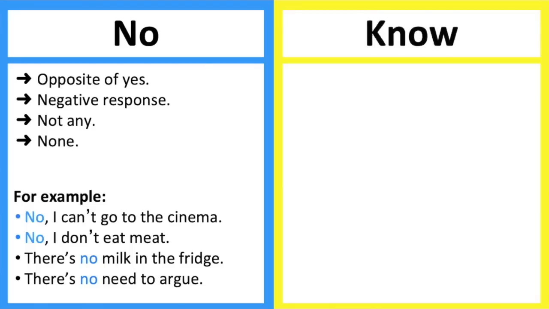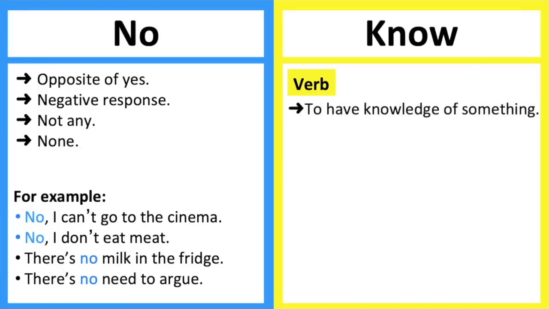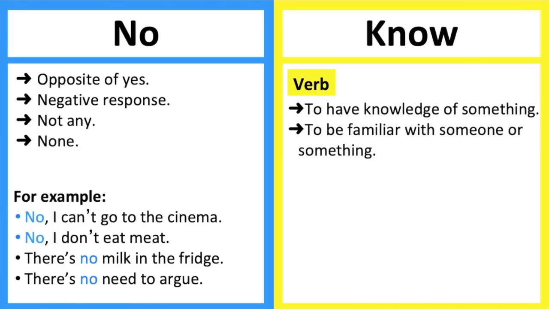Know. Know is a verb. It means to have knowledge of something or to be familiar with someone or something. For example, I know the answer. So here I'm saying that I have knowledge of the answer.